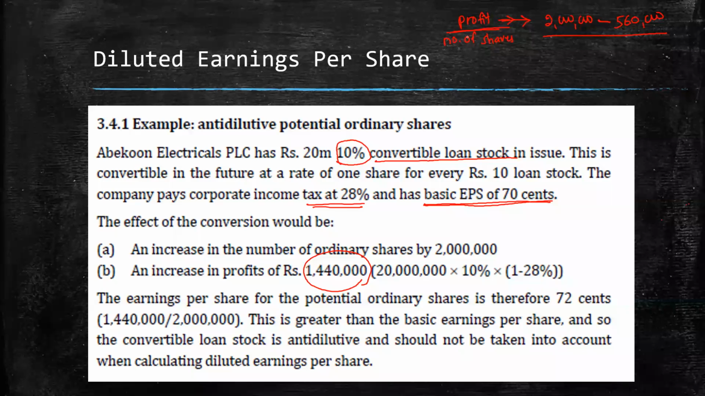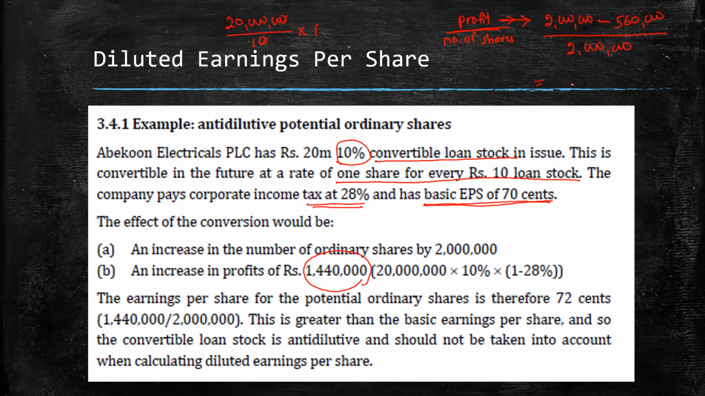Right? What is the impact on number of shares? When the convertible loan stock is converted, by how much will the number of shares increase? 1 share for every 10 rupee loan stock. We have 20 million loan stock. We issue 1 share per 10 rupee loan stock, which means our number of shares will go up by 2 million. The profit figure increases by 1.44 million.